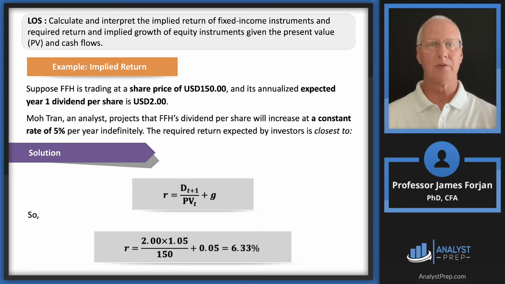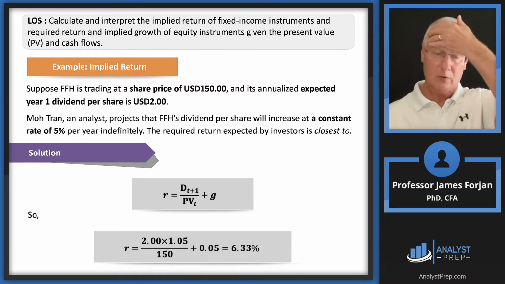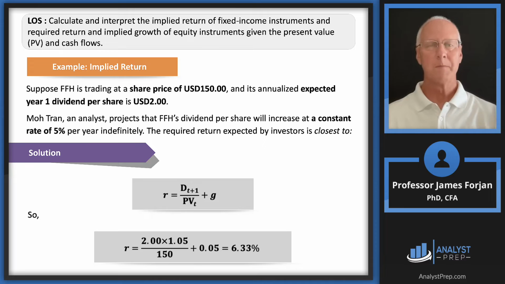Let's suppose we have a stock that's trading at $150 with an annualized expected year 1 dividend per share of $2. We have an analyst that projects that the dividends will grow at 5% per year. So what's the required return expected by investors, or the implied return by the Gordon growth model? All we're going to do is put the $2 in the numerator. That's the year 1 dividend, T plus 1, divided by the current price, which we know because it's given to us in the problem. But we can easily go to the floor of the New York Stock Exchange and observe that number. And then we're going to add that 5%.